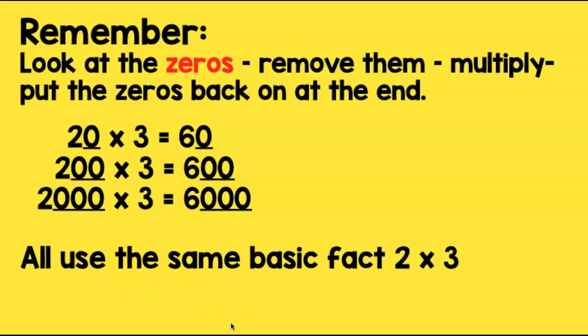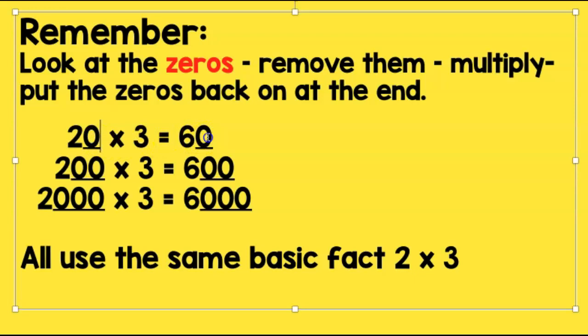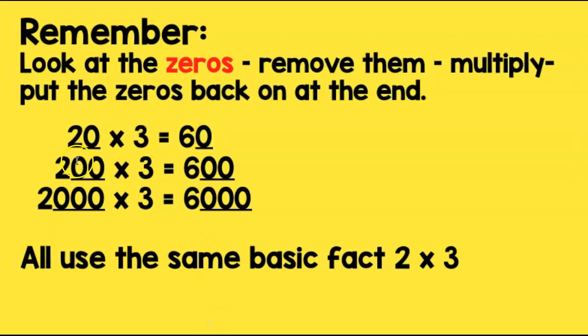Here's another one. These are all using the same basic math fact, 2 times 3. Look at the zeros, remove them, multiply, put the zeros back on at the end. So 20 times 3 is the basic math fact of 2 times 3 equals 6. We add 1 zero. Then we have 200 times 3. We have 2 zeros, we add 2 zeros. 2,000 times 3. We have 3 zeros, we add 3 zeros.